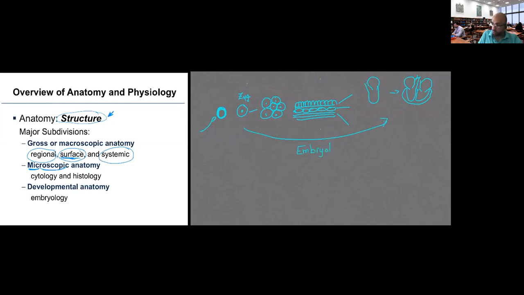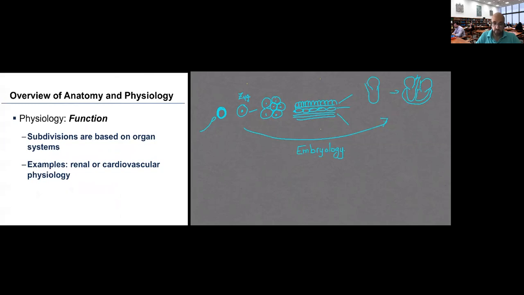Here we are studying what? We are studying structure, structural change. So when we study structure, what do we call this? It's anatomy. How about physiology? Physiology, on the other hand, is going to be the study of function.